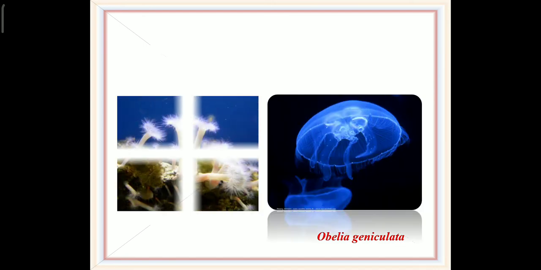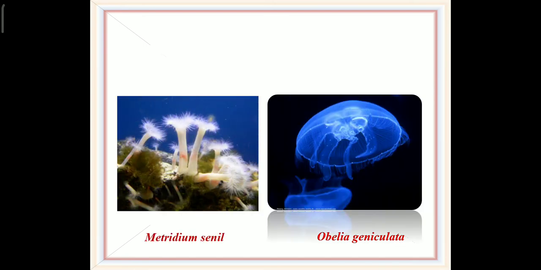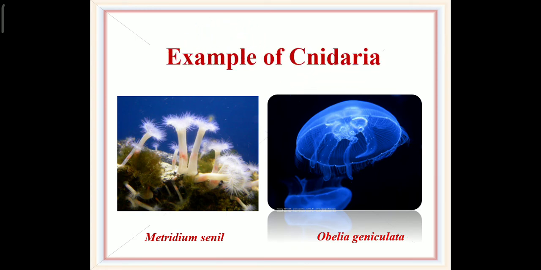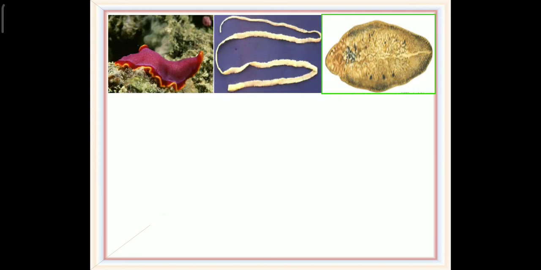Now, let's see some examples of the animals belonging to the phylum Cnidaria. This is the Metridium senile and the Obelia geniculata, examples of the Cnidaria phylum.